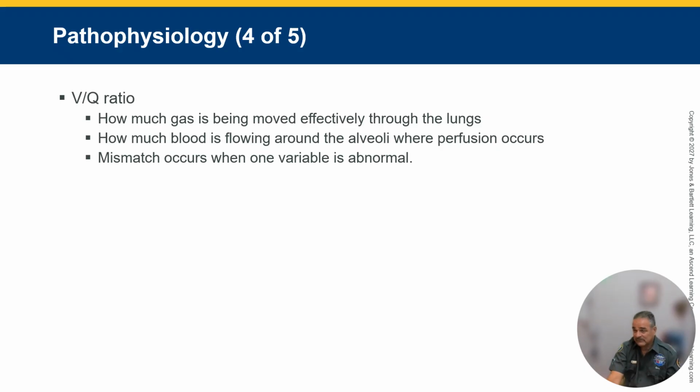A mismatch occurs when one of those two variables is abnormal, such as when you get an embolus, an emboli, in one of the pulmonary vessels. It prevents the blood flow. Another one would be edema, or fluid buildup inside the alveoli. When either one of those V's or Q's is impacted, respiratory compromise can occur very rapidly.